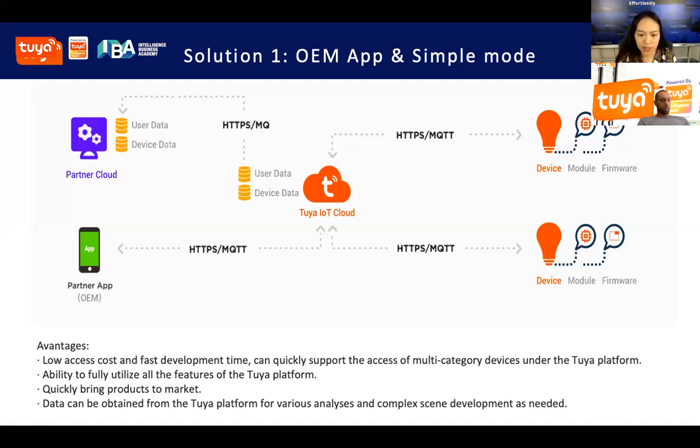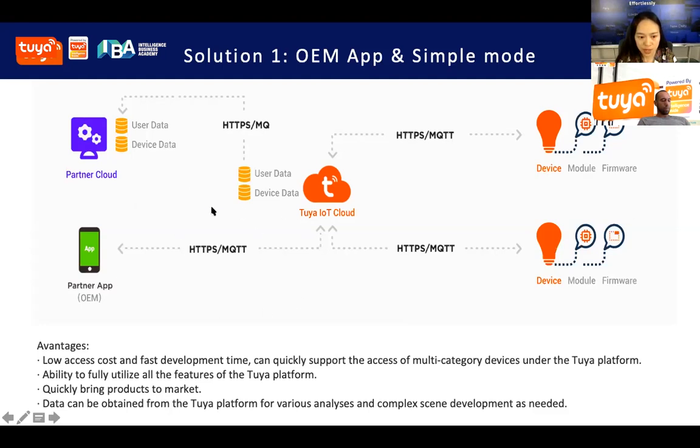We have already provided some configurations on the platform. You just need to change your logo and some mandatory privacy policy and service agreement. You can build your own OEM app, which will be under your platform account. Then you will get the same functions as the Tuya Smart app. Here are the devices.